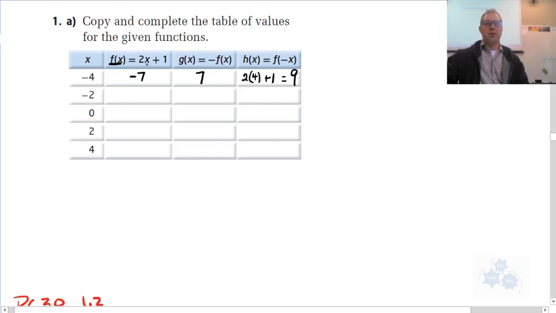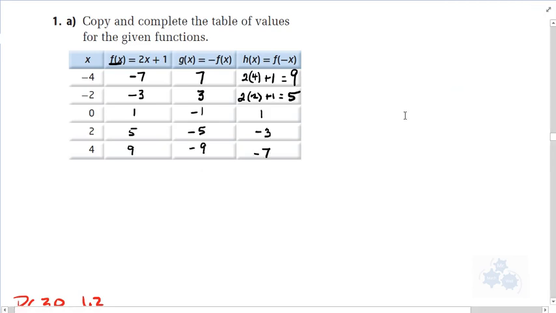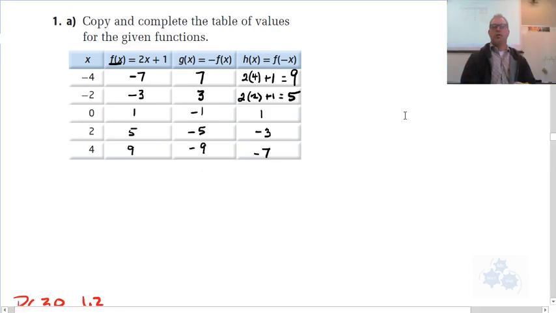So negative 2, that's negative 4 plus 1, that's negative 3. This is positive 3. And this one here is 2 times positive 2 plus 1, 5. Does that help? Okay, so here are your solutions for 1A. That's what that chart should look like.